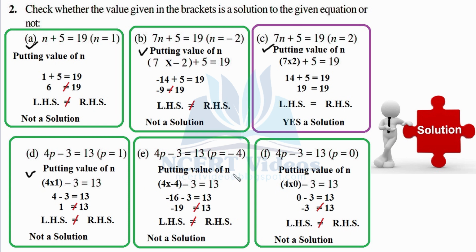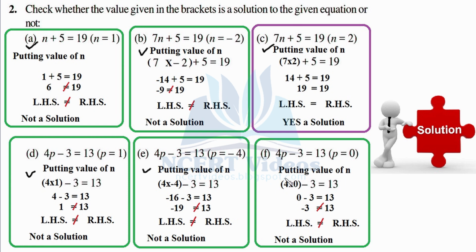Now the same thing here, putting the value of n. 4 into -4 is -16, but the minus sign was also there, minus and minus is minus. Now both have the same signs, therefore we add them and put the sign as negative. So -19 is again not equal to 13, therefore it is not a solution here.